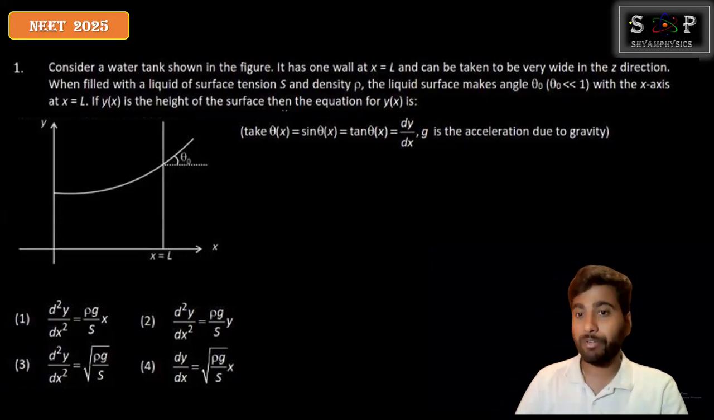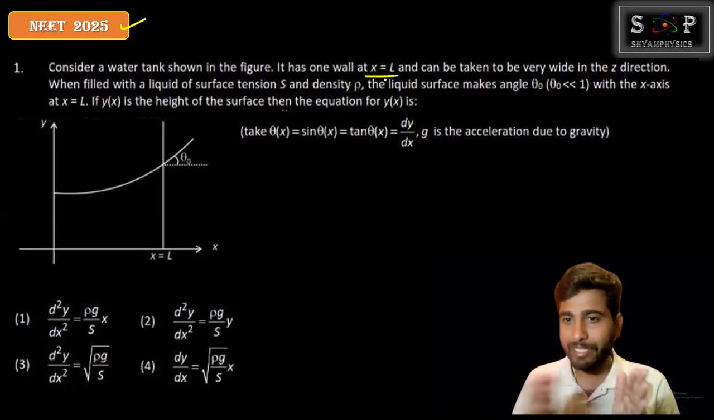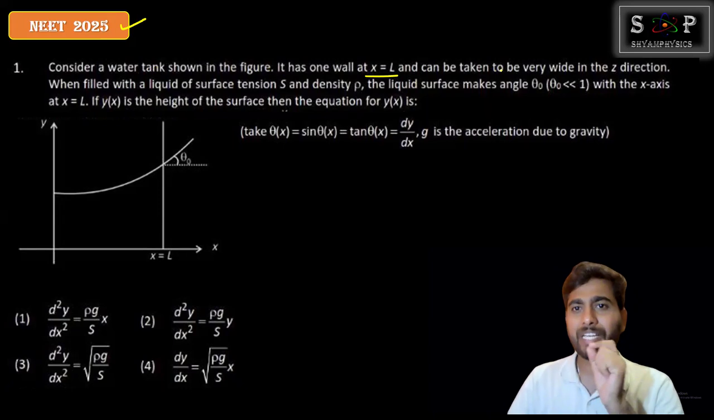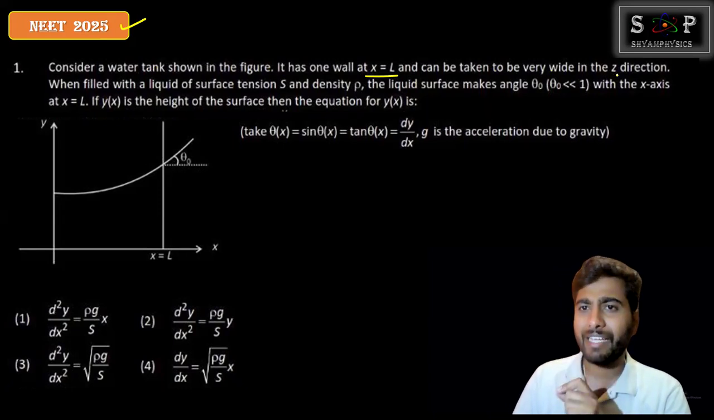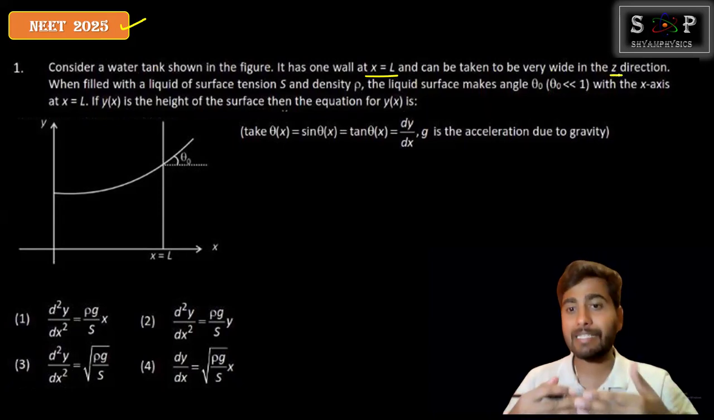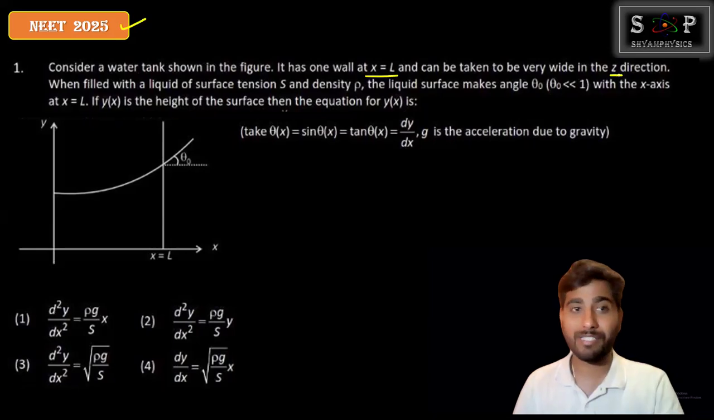In this video, we're going to discuss the 2025 NEET question paper. Okay, here the first question is: a water tank shown in the figure has one wall at x equals a along the x-axis direction, length L, and there is a wall of the container. It is taken to be very wide in the z-axis. In the z-axis, it is extended for a larger distance.